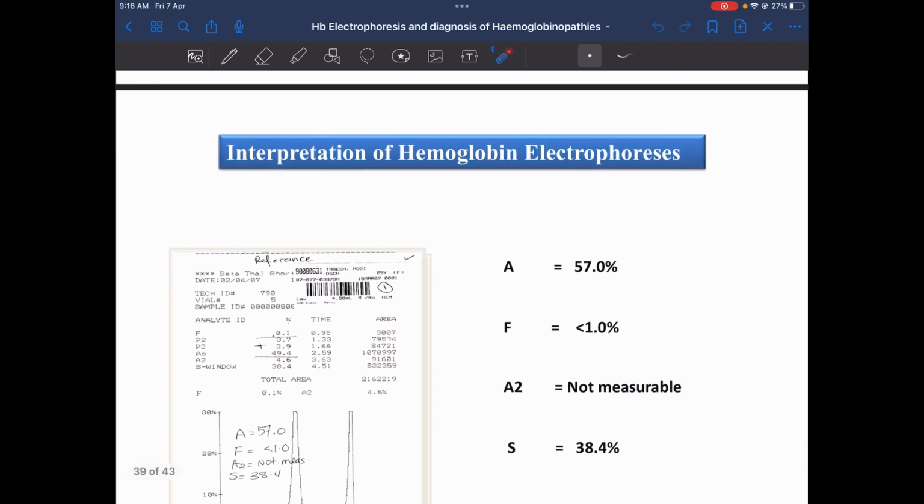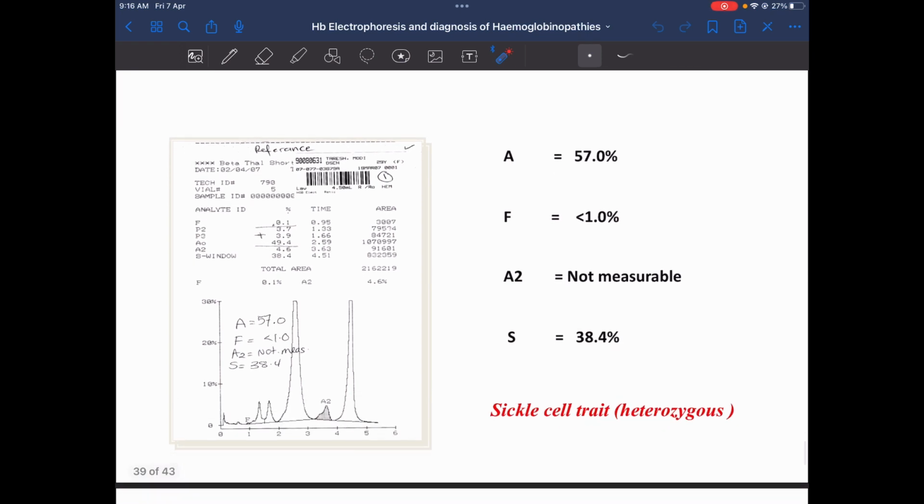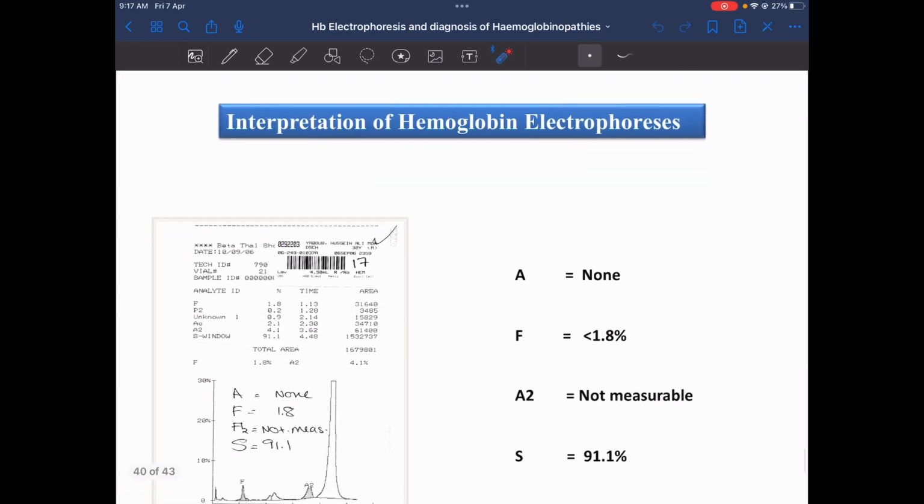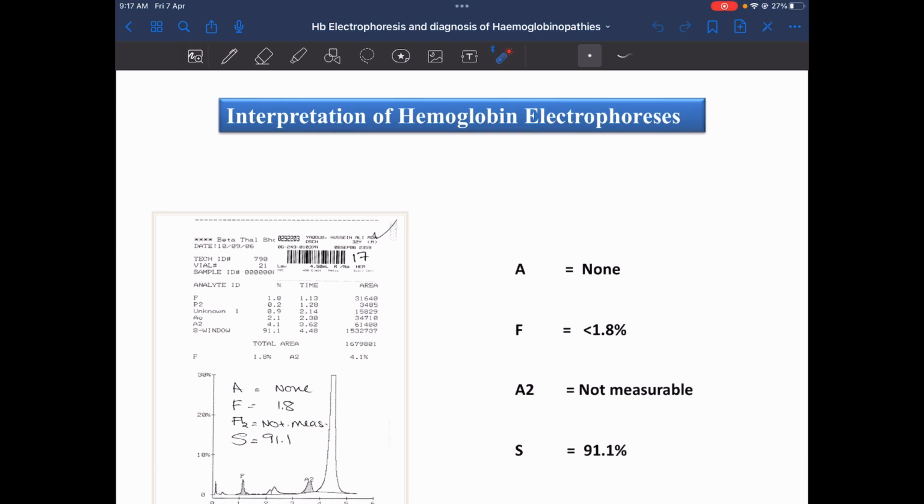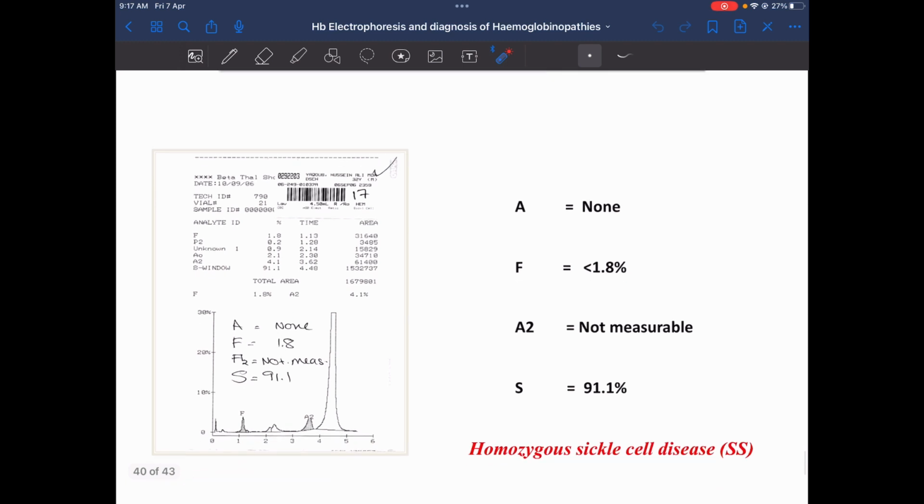We have hemoglobin A, 57%. Hemoglobin F is less than 1%. A2 is not measurable, so it's almost not there at all. And S is 38%. So it's almost like a half and half split between A and S. So this has got to be sickle cell trait. On this one, you don't have any normal hemoglobin, but the majority of it is hemoglobin S. This has to be sickle cell disease, not the trait. It has to be the disease.